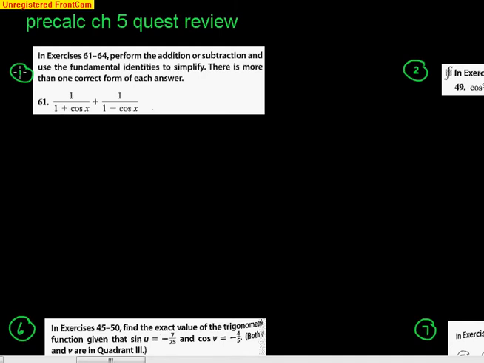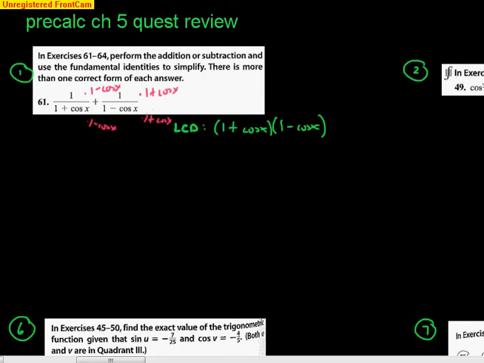Alright, so first, we're going to simplify this. To simplify this expression, we need to find a least common denominator. Our LCD is going to be the first denominator, 1 plus cosine of x, and the second denominator is completely different, 1 minus cosine of x. So we multiply each fraction by what it's missing, top and bottom. The first fraction, top and bottom, 1 minus cosine x. The second fraction, 1 plus cosine x, top and bottom.